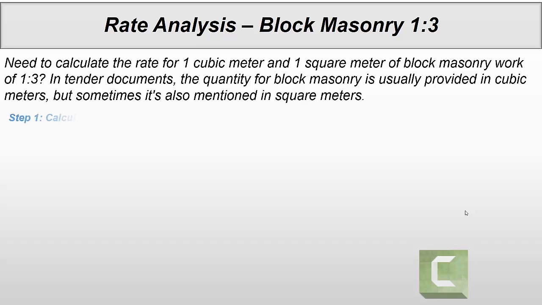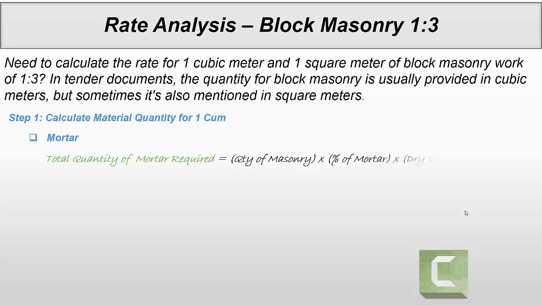In step 1, we will calculate material quantities for 1 cubic meter of block masonry. First of all, we need to calculate mortar quantity. For mortar, the formula is total quantity of masonry multiplied by percentage of mortar and then multiplied by dry volume factor. Quantity of masonry is 1, percentage of mortar is 0.25 and dry volume factor is 1.27. It comes out 0.3175 cubic meter.